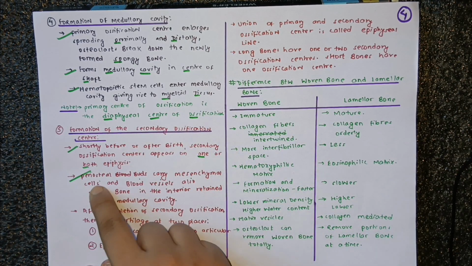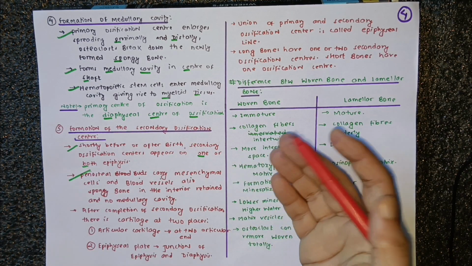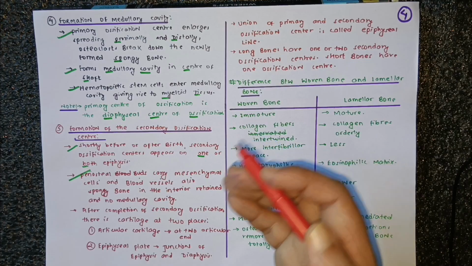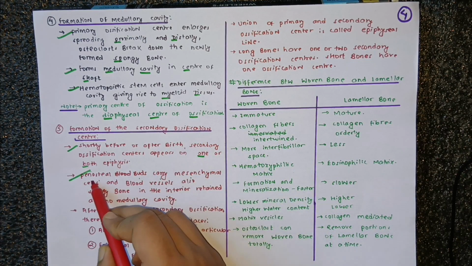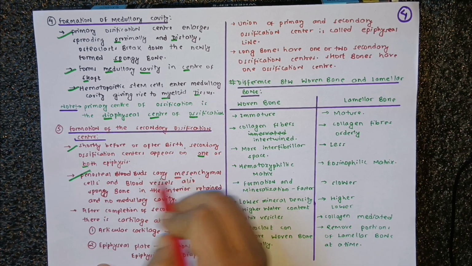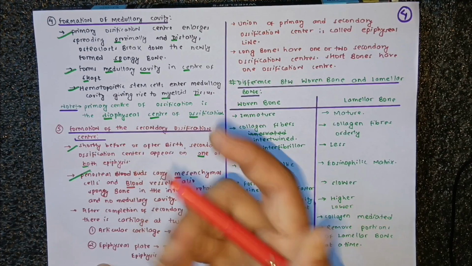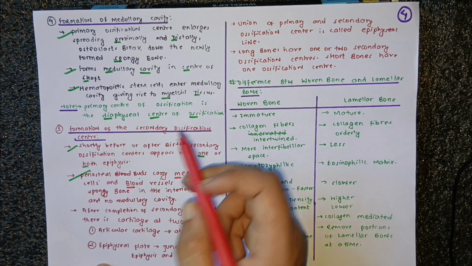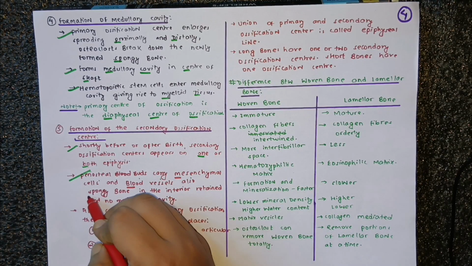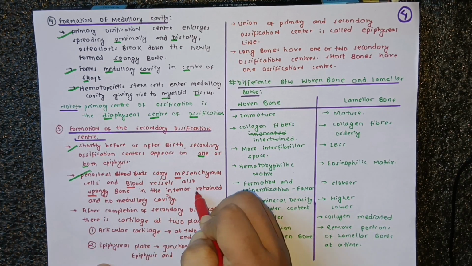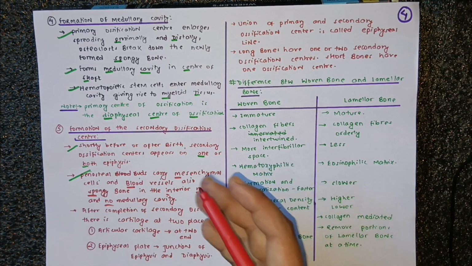After that, the periosteal bud. As I have discussed, the periosteal bud forms the primary ossification center, but the difference in the secondary ossification center is that the periosteal bud contains mesenchymal cells and blood vessels as it is, similar to the primary center of ossification. But in the secondary ossification center, we have mesenchymal cells, blood vessels, and also spongy bone retained in the interior, and no medullary cavity is there. This is the main difference between the secondary and the primary ossification center.